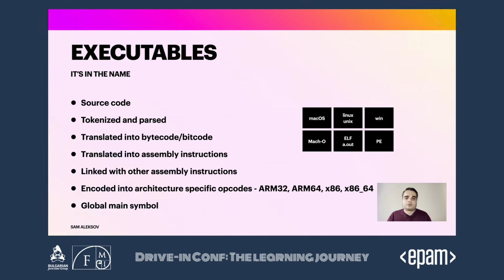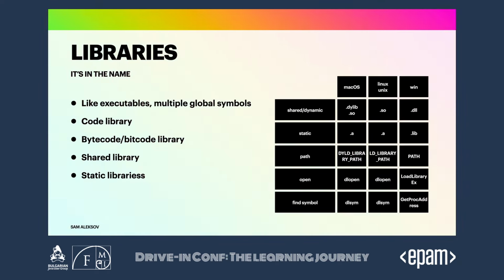On macOS, the executable format is Mach-O. On Linux and Unix, it's either ELF or a.out, which are also very similar. And for Windows, we have portable executables. Libraries are executables without the main function, essentially, so they do have multiple global symbols. We can have code libraries, really many varieties: bytecode, bitcode libraries, shared libraries, static libraries.